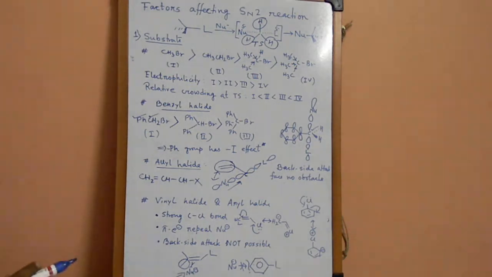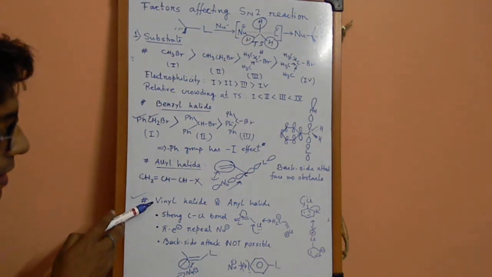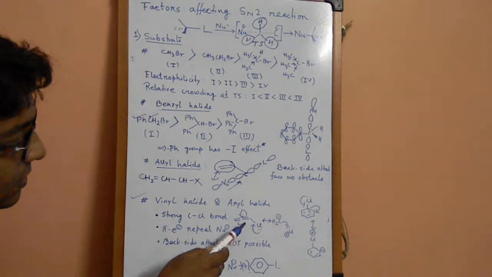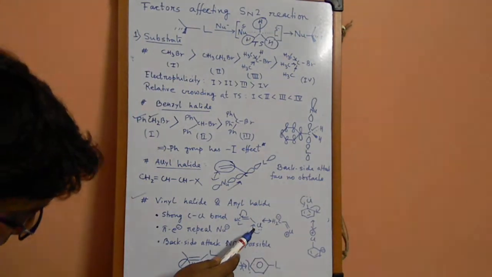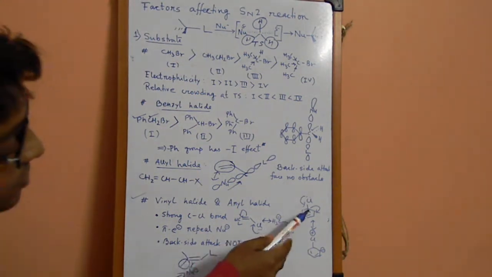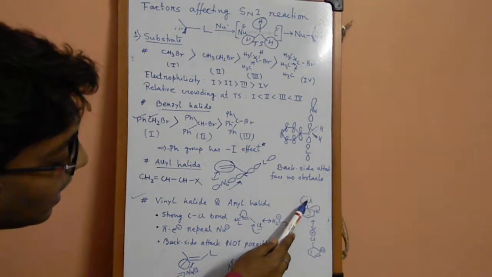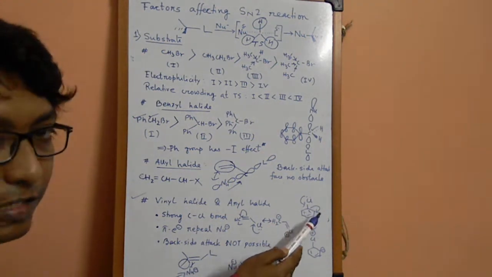But on the other hand, we'll go to the compounds or molecules which are not at all a good candidate for SN2 reaction. One is the vinyl halide and one is the aryl halide. This is represented in this structure. This is the structure of the vinyl halide, that is CH2=CH-Cl. Here the Cl is attached to an sp2 carbon atom, and in the case of aryl halide, that is chlorobenzene or bromobenzene, etc., here also the halide is attached to an sp2 carbon, because all the carbons in the benzene ring are sp2 hybridized.